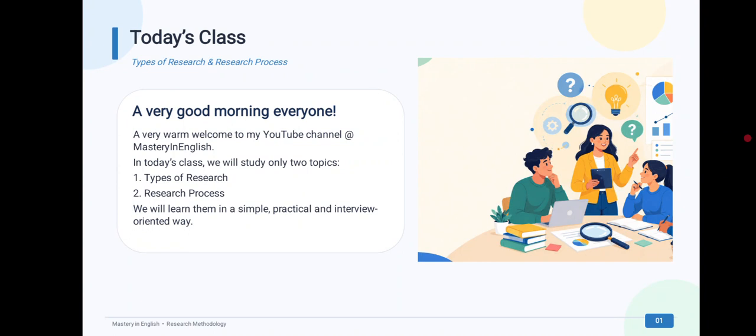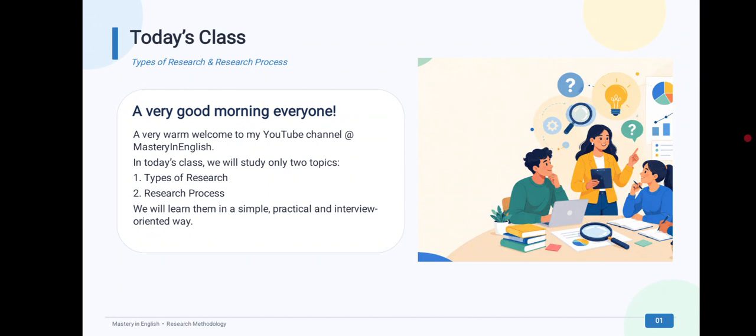In today's class, we are going to discuss two very important topics of research methodology. First topic we have types of research, and second topic we have research process. Students, these topics are very important because they help us to understand how research is conducted and which method researchers use, and in addition to that, what steps are followed during the research.